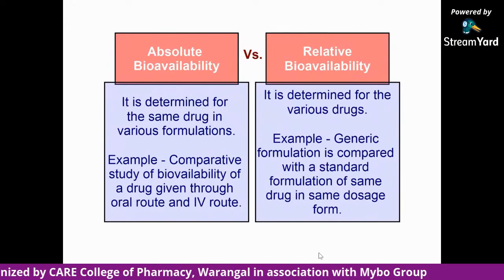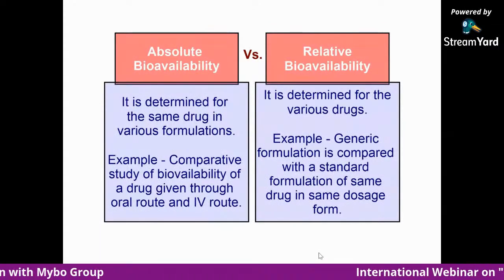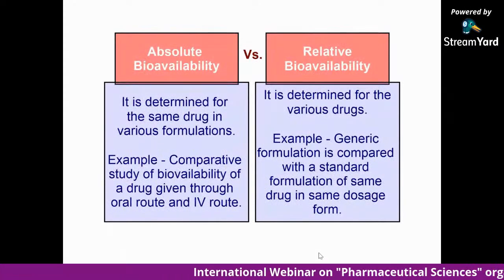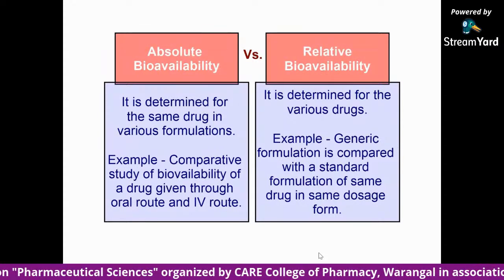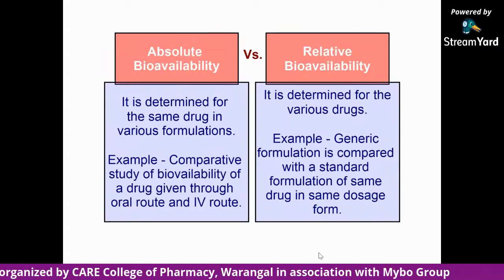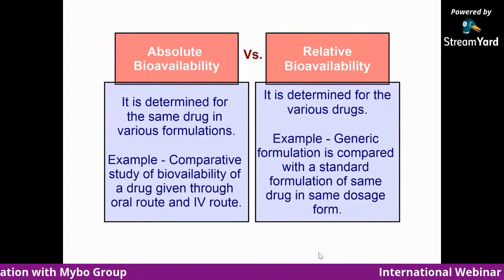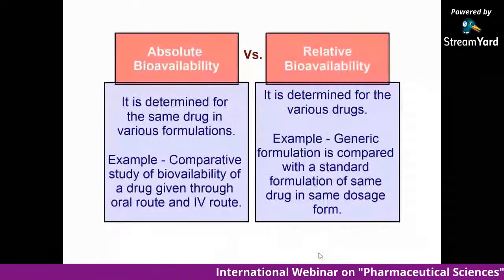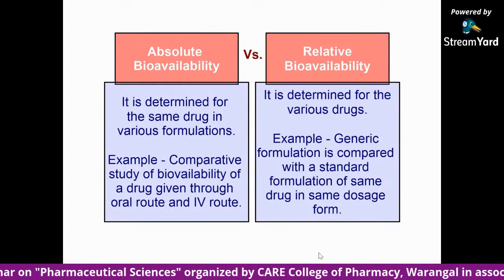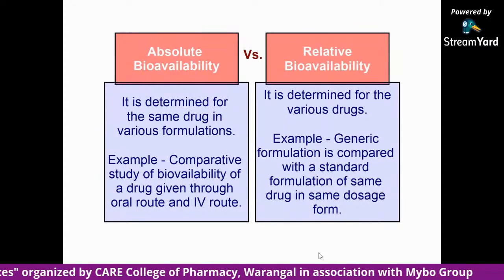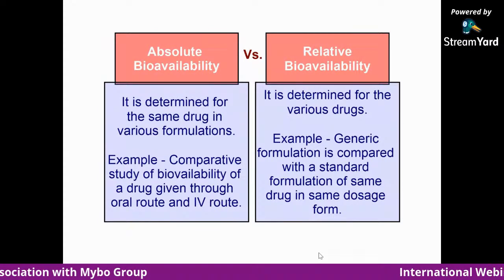Next one is relative bioavailability. This is determined for various drugs. For example, a generic formulation, for example, paracetamol tablet, is compared with the standard formulation of same drug, maybe we can say an innovator or a reference product in the same dosage form. So tablet versus tablet, but it's a generic versus a branded, or an innovator or a reference listed drug product. So generic formulation is compared with a standard formulation of same drug in the same dosage form. So the difference is that the absolute bioavailability is for the same drug in various formulations, oral or IV. But here it is the generic versus the branded or the standard formulation of same drug.